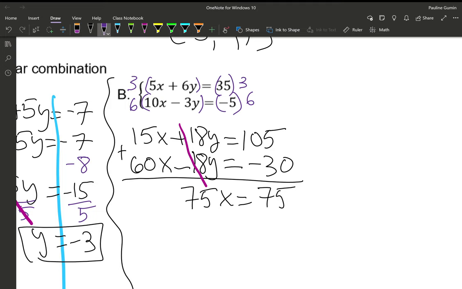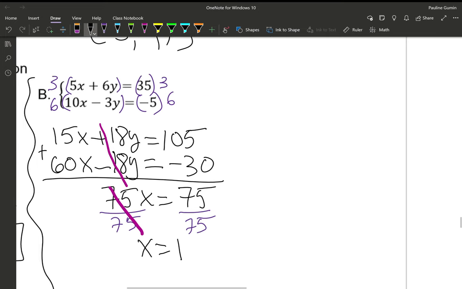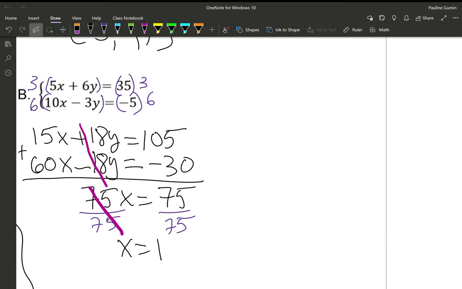What should our last step be? That's right. Divide by 75. x equals 1. Wonderful! So we could use any of the equations to plug that into. I like to use the original ones. I think that's a better choice just because they're generally smaller numbers. I'm feeling like the first one again, because why not?